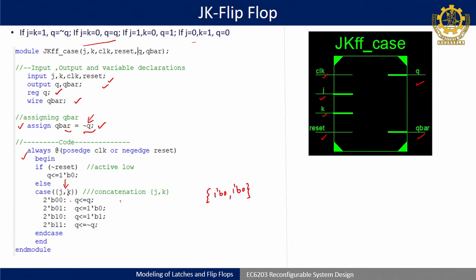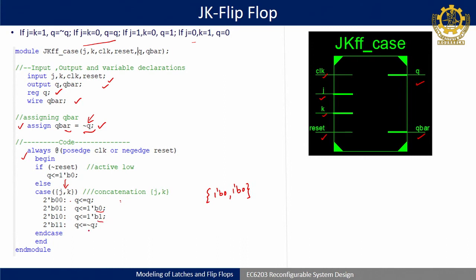As this is a 2 bit vector now, you can directly write 2'b00, or write this also. This will also do the concatenation and create a 2 bit vector for you. So at 00, Q equal to Q; at 01 it is the reset condition, so the output will become 0; at 10 it is 1; at 11 it will do a toggling.